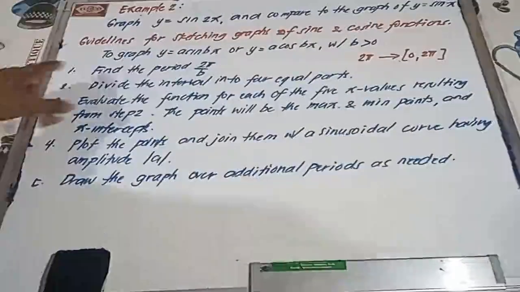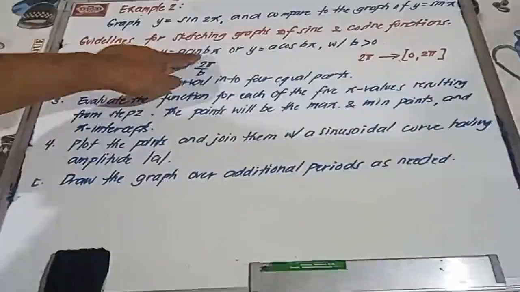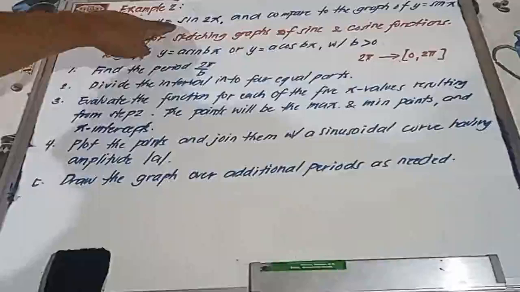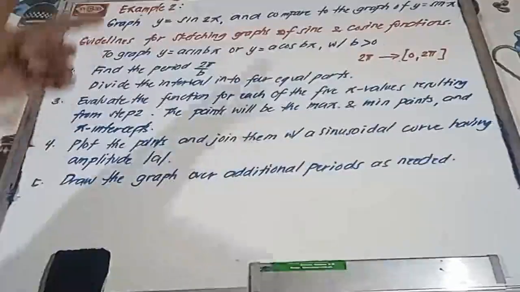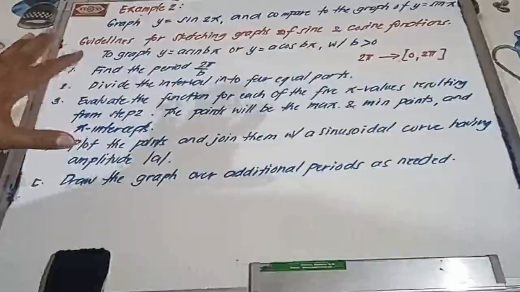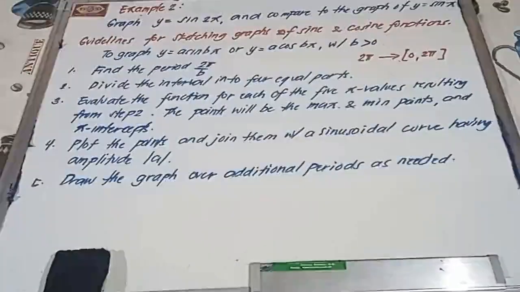So, ibig sabihin, if we're going to compare this to the given function, ang b natin is 2 at ang a natin is 1. So, therefore, the amplitude is equal to 1. Ganun lang kadali. So, we're going to follow these steps in sketching the graph of that given function y equals sine 2x.